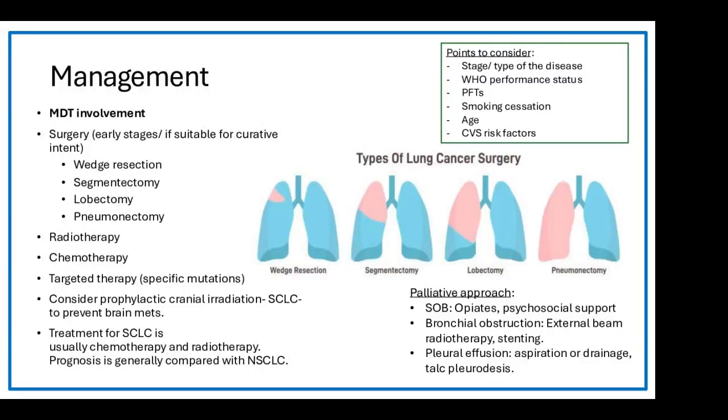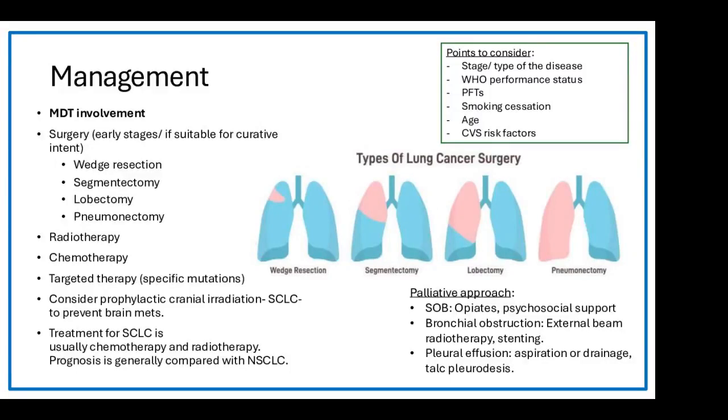You can also consider radiotherapy for patients. You can also consider prophylactic intracranial irradiation to prevent brain mets. So small cell lung cancer is more commonly associated with brain mets, so we can consider some prophylactic radiation to prevent that.